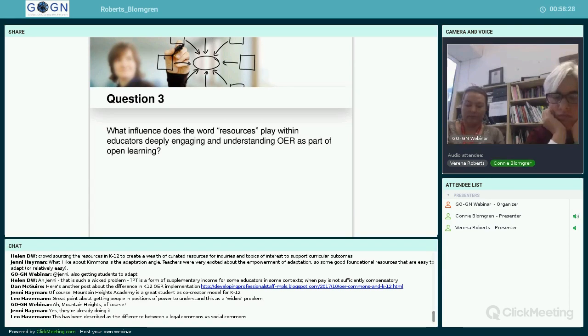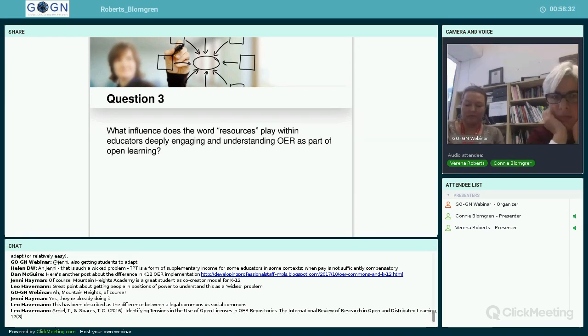I can't even begin to see how complicated that is in terms of putting Creative Commons licenses on all the pictures that students are taking with their phones and connecting and putting them together. Oh, and here we go. Leo is now jumping in finally. Thank you, Leo. This is the difference between a legal commons and a social commons. Very good. Thank you for phrasing what I was trying to say. So there you go. That's my argument, the difference between a legal commons and a social commons. What do you think, Connie, on this question?